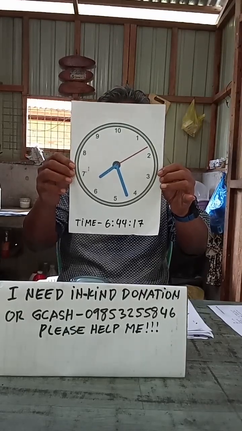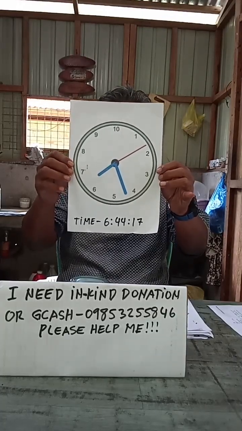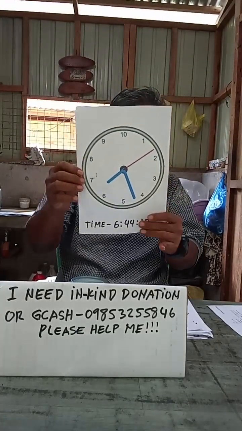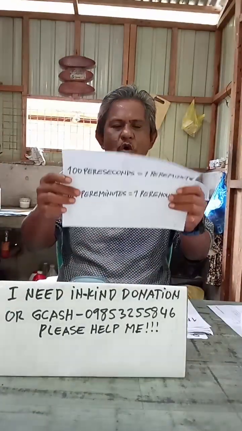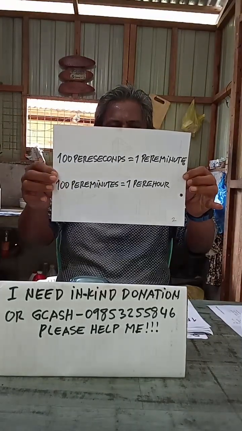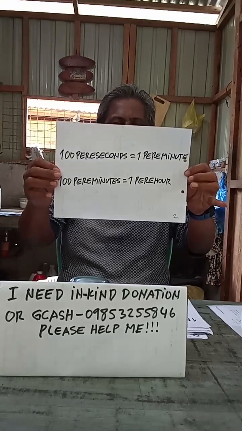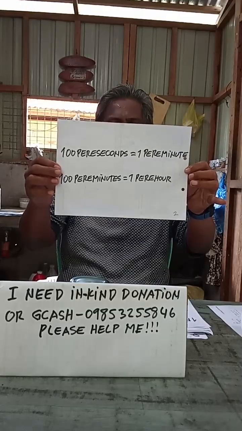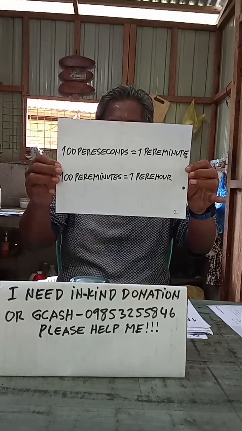6:44:17 Peregrino Sienes Time or PST. 6 per hours, 44 per minutes, and 17 per seconds. And in Peregrino Sienes Time, 100 per seconds is 1 per minute, and 100 per minutes is 1 per hour. So, 1 per minute is composed of 100 per seconds, and 1 per hour is composed of 100 per minutes.